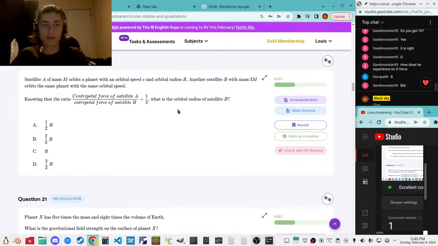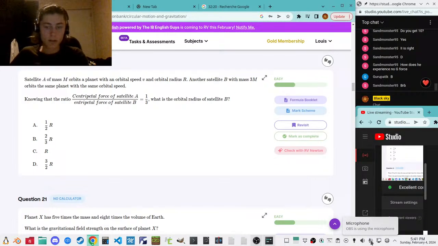Satellite A of mass m orbits a planet with an orbital speed v and an orbital radius r. Another satellite B with mass 3m orbits the same planet with the same orbital speed. Knowing that the ratio of the centripetal force of satellite A to the centripetal force of satellite B is 1/3, what is the orbital radius of satellite B?